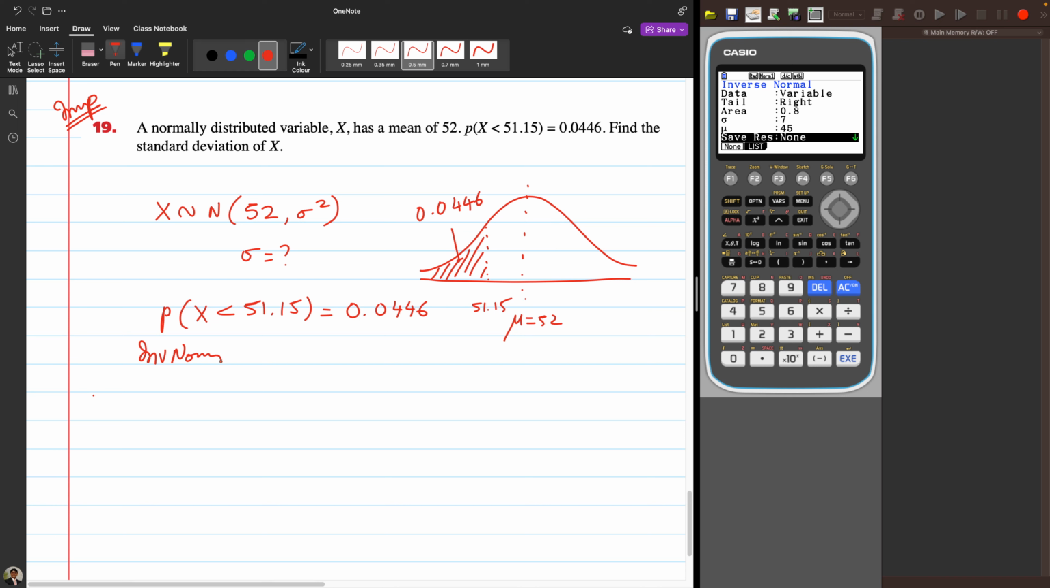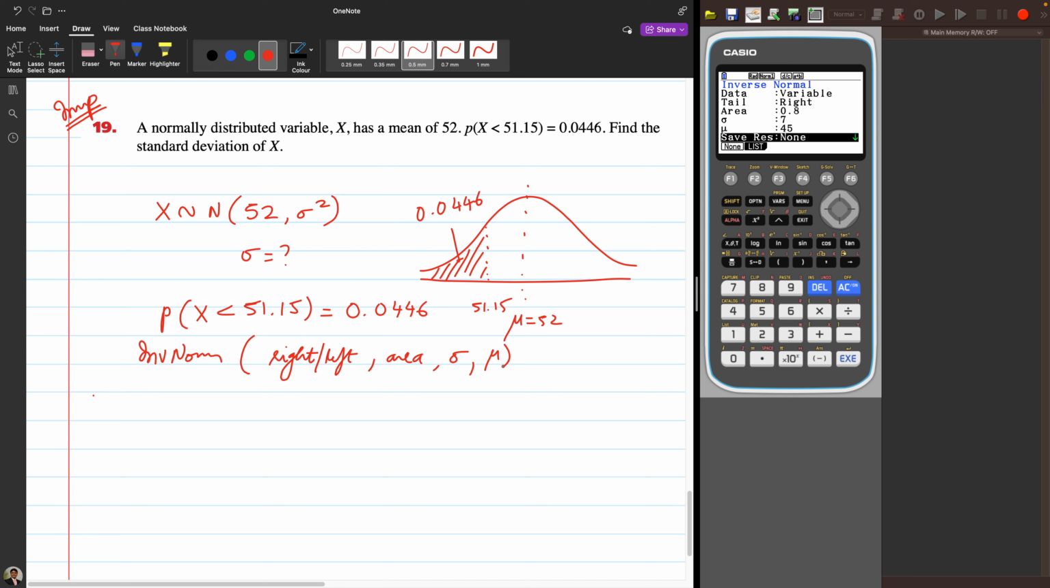Okay, so inverse normal. If you look at the data, you have the left tail here. Do you put anything for right or left? You don't have to put anything. Remember, by default your calculator will take the left tail, I believe. If you don't put that, you have area, standard deviation, and the mean.